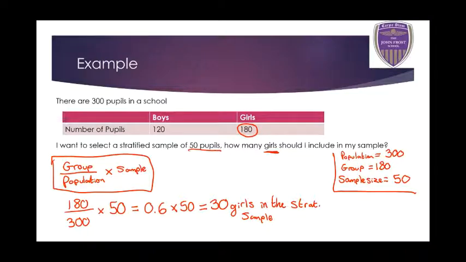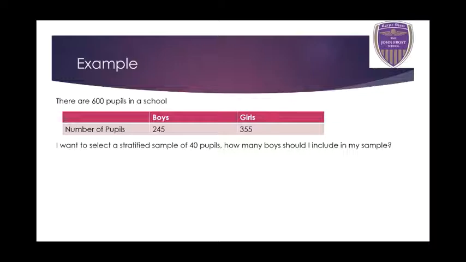Okay, let's have a look at another example. There are 600 pupils in a school. I want to select a stratified sample of 40 pupils. How many boys should I include in my sample? Again, the three things we need are the population size, the group size, and the sample size.